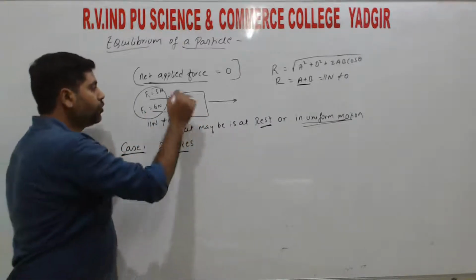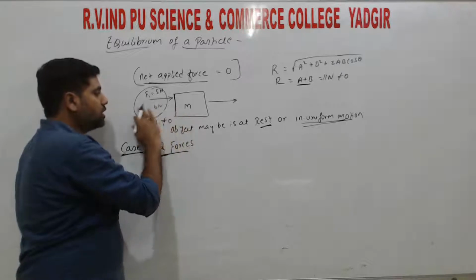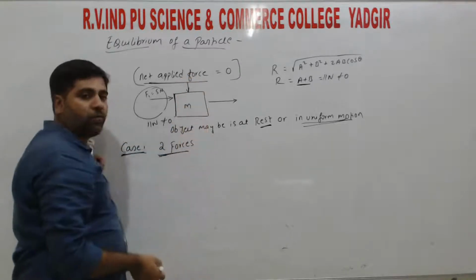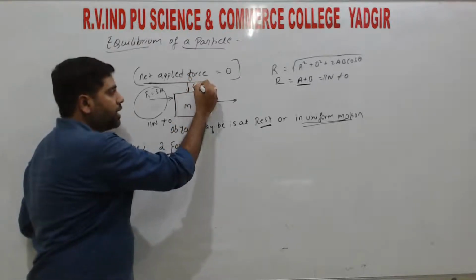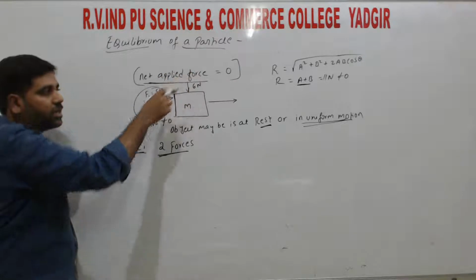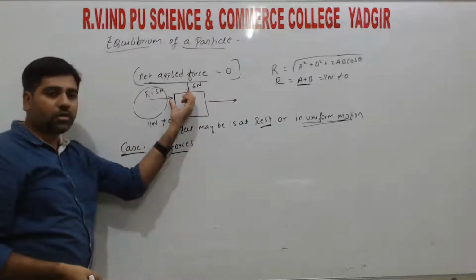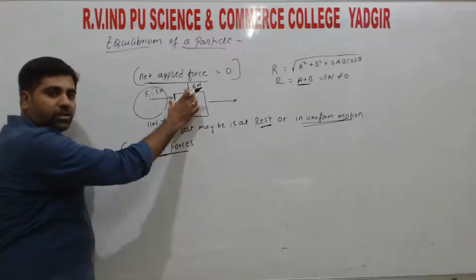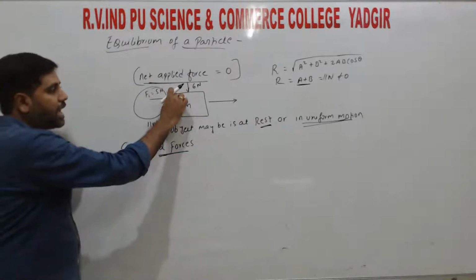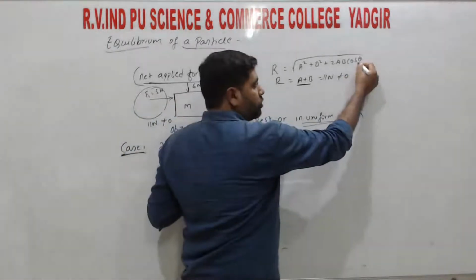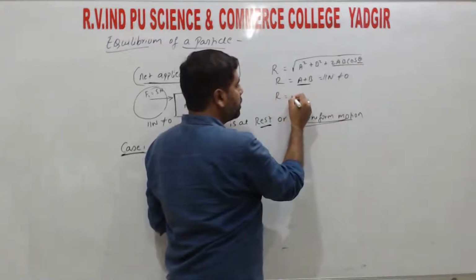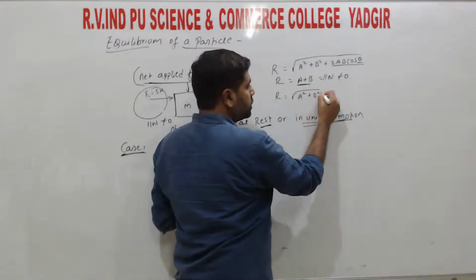Next, in the second case, one force is acting along the horizontal, some 5 Newton, and I am applying another force along the vertical, again say 6 Newton. So 5 Newton is acting along the horizontal and 6 Newton along the vertical. Here also these two are vectors, and the angle between them is 90 degrees, since one acts horizontally and the other vertically. So cos 90 is 0, and this whole term becomes 0. Then the resultant R is equal to the square root of a square plus b square.